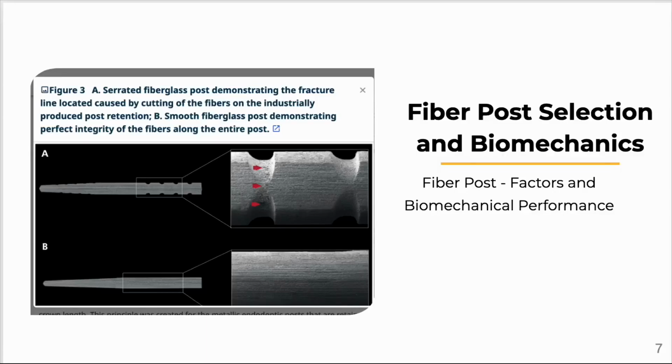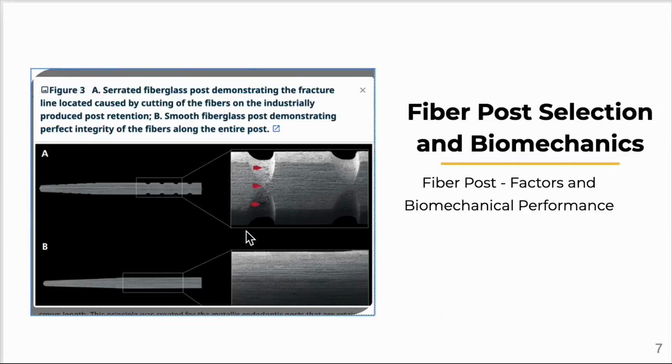Fiber post selection and biomechanics. Fiber posts are favored over metal posts due to their similar elastic modulus to dentin. Key factors in their selection and performance include post design, length, diameter, and the ferrule effect. A sufficient ferrule, ideally 1.5 to 2 millimeters, is important for stress distribution and fracture resistance. Relining the post with composite can improve fit in flared canals. Understanding these factors is essential for optimal clinical outcomes.